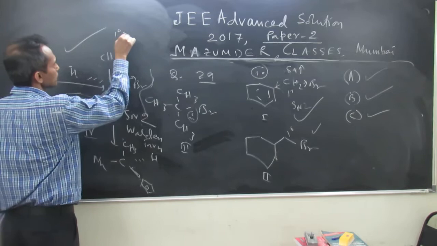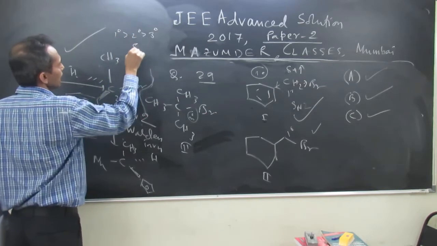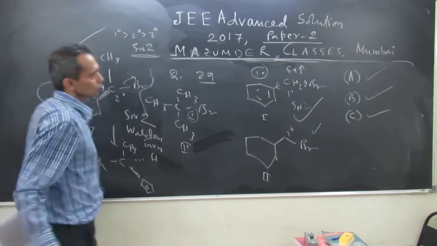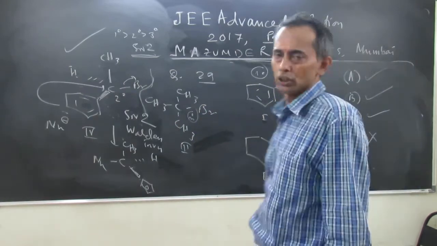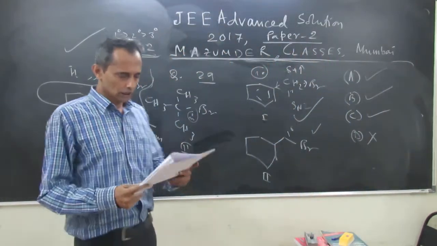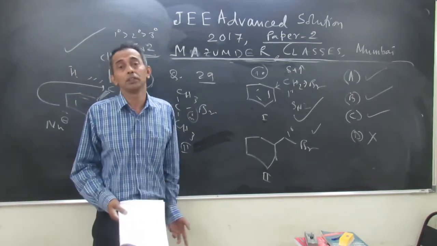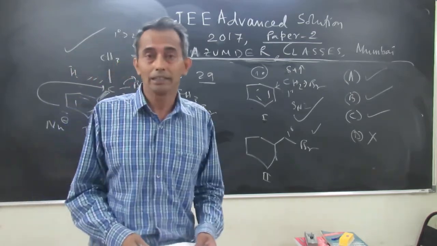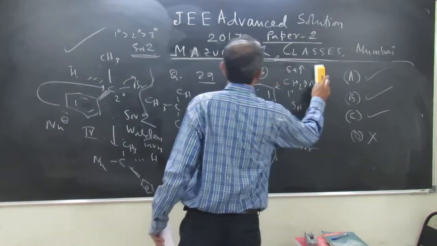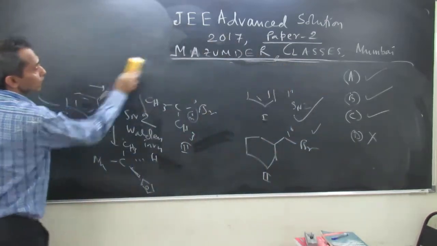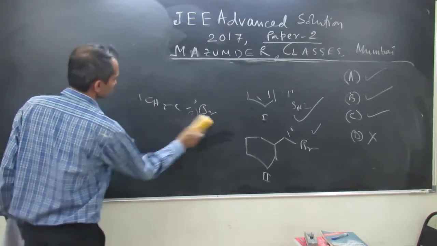1 degree should be greater than 2 degree, which should be greater than 3 degree as far as SN2 reactivity is concerned. So therefore D will not be correct. D will not be correct. So this is my conclusion. This is my experience that it should happen in practical also. So those are the answers you can note down on the right side.